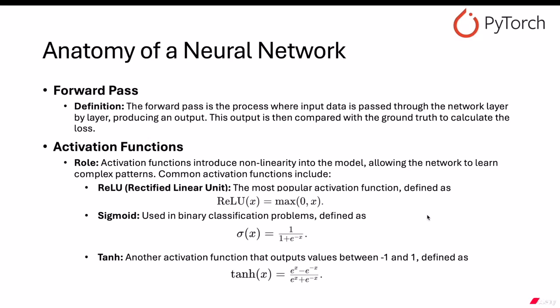Then we have tanh, another activation function that outputs values between -1 and 1, defined as tanh(x) = (e^x - e^(-x)) / (e^x + e^(-x)).